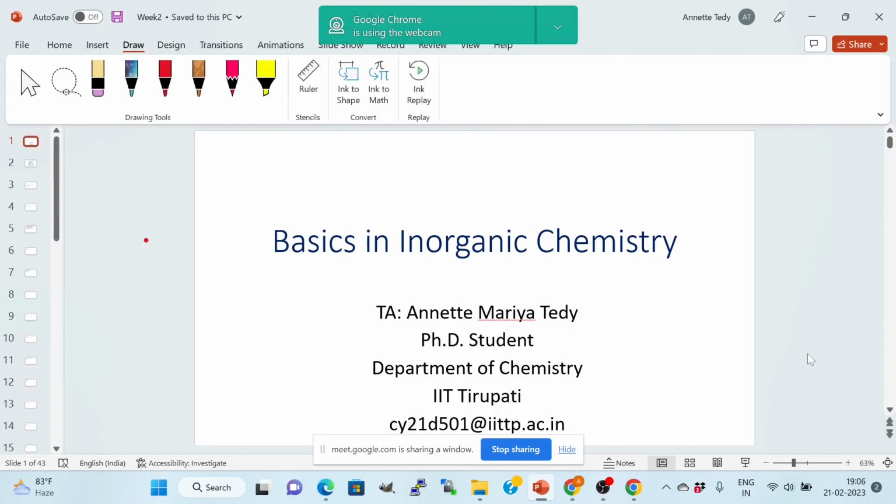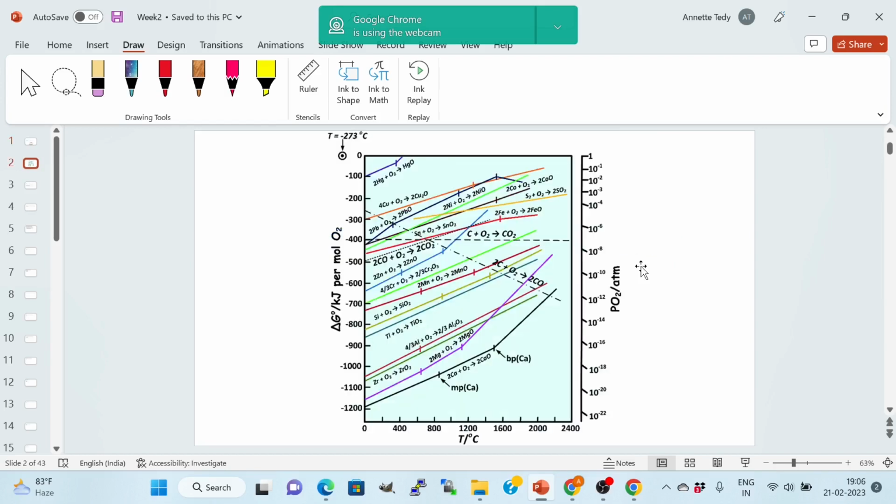Okay. So my name is Annette Maria Teddy. I'm a PhD student in the Department of Chemistry at IIT Tirupati. As we know, this is the third week of the problem solving session in the Basics in Inorganic Chemistry course. I'll continue from the portion that we could not solve last week, which is the Ellingham diagram. I'll solve some questions based on the Ellingham diagram. Then we will move on to crystal field splitting, spinels, and so on.